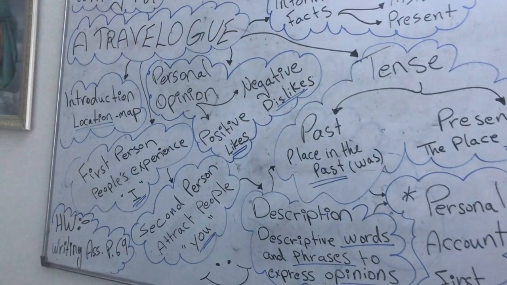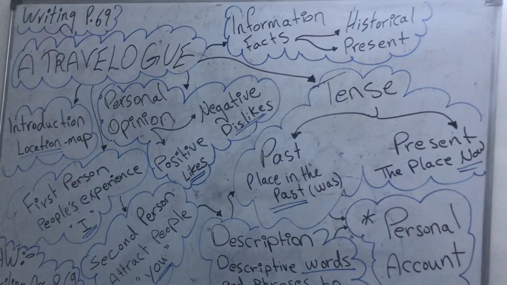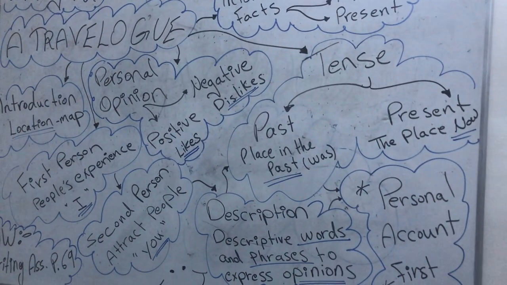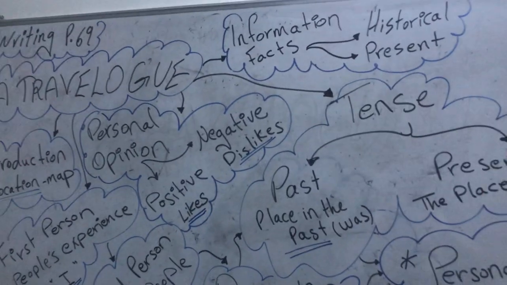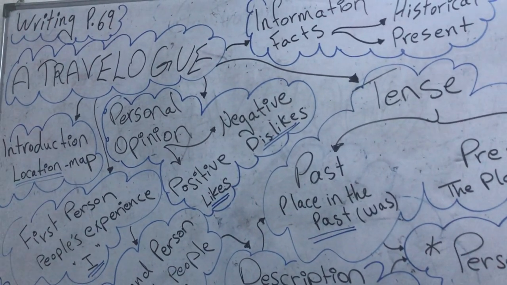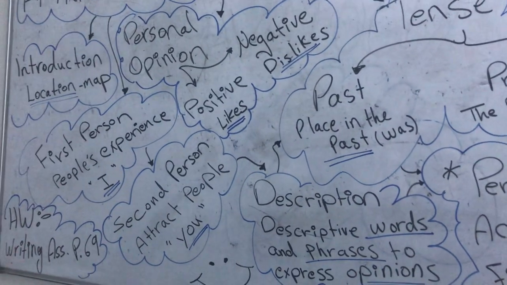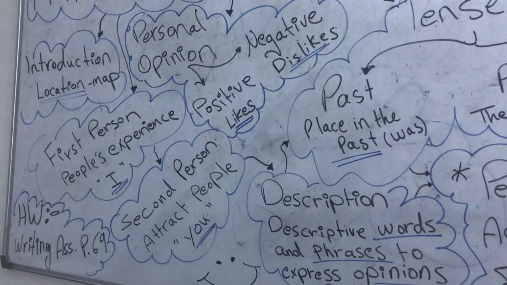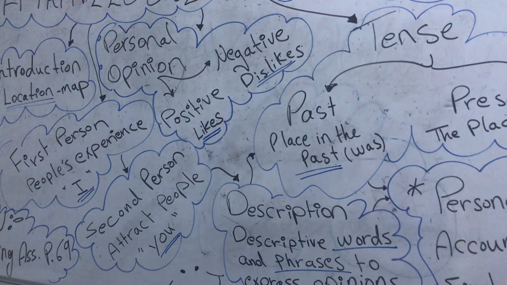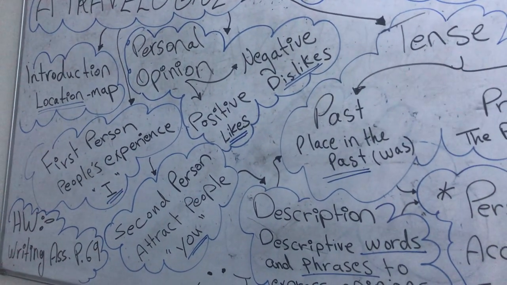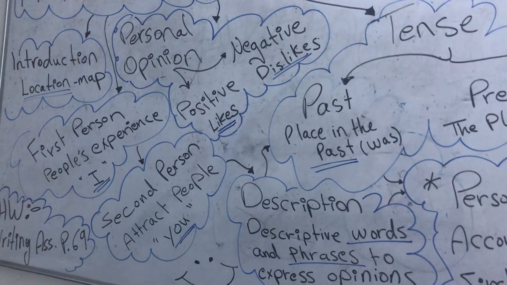And the first one is the introduction, and I should include the location of the place I want to write about. Okay, number two is my personal opinion, which could be positive, the things I liked regarding this place, or the things that I disliked, the negative. Let's go to the first person, when I am writing, I should use the pronoun I as a subject, or if it was an object, I should use me, or if it was regarding position, I should use my, because I am talking about my experience regarding this place that I visited.